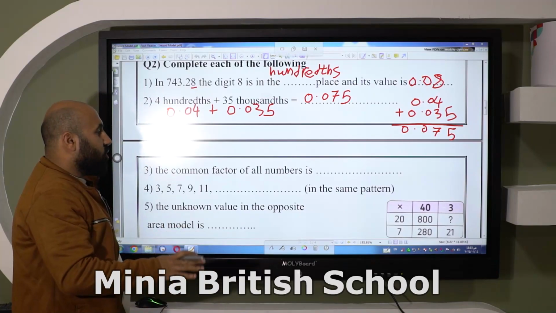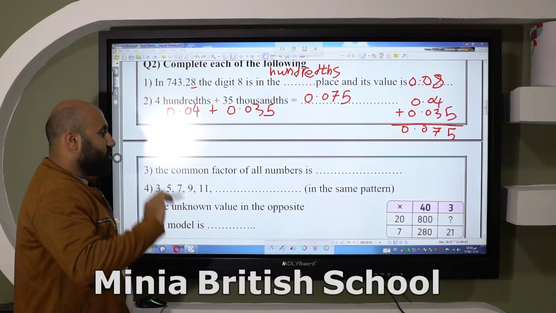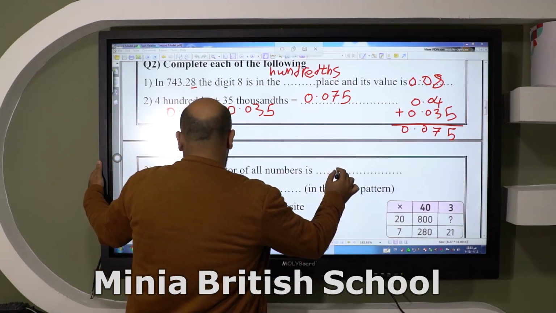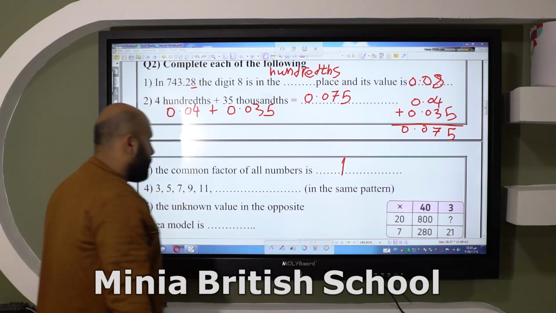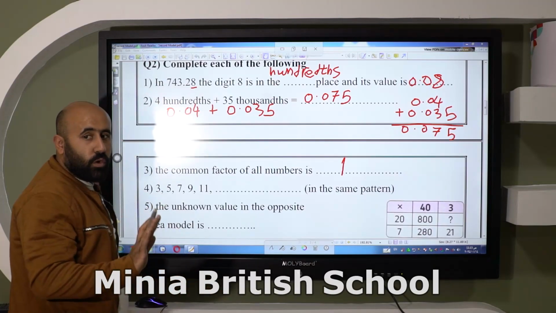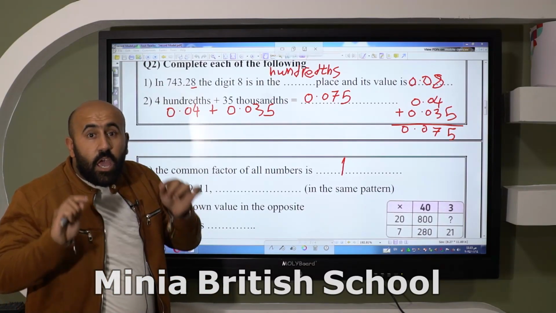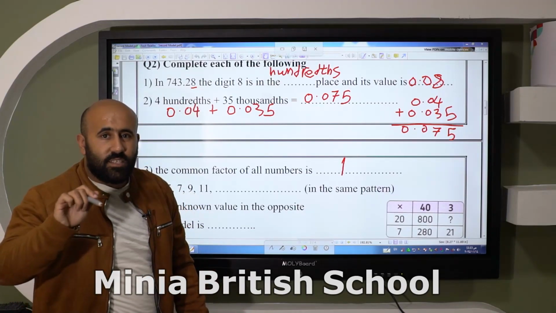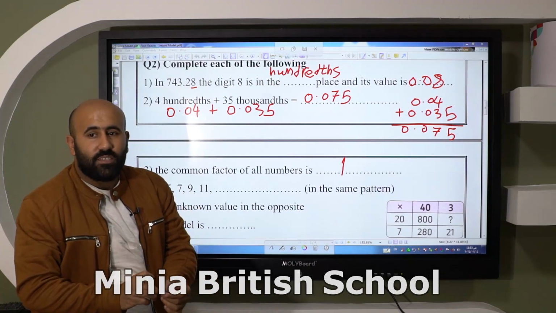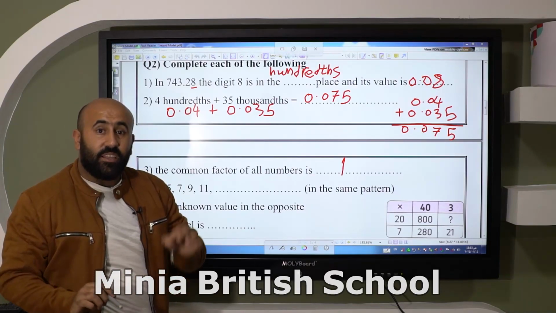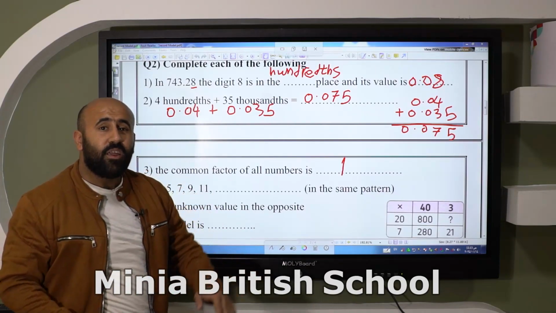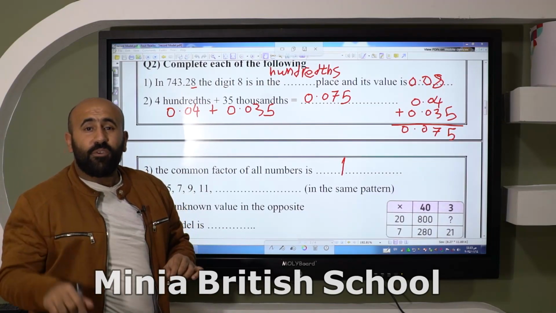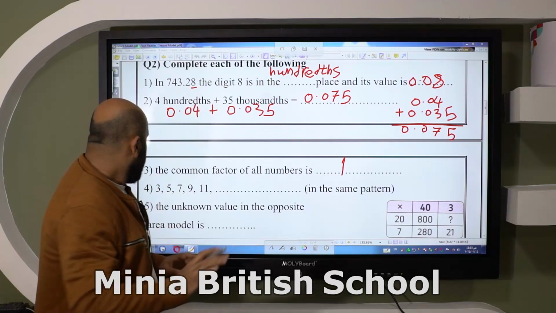The common factor of all numbers is 1. The common factor of all numbers is 1. But when he says the common multiple between all numbers, I will write 0. And please don't forget this notice. When he says the common factor of all numbers, I will write 1. The common multiple of all numbers, I will write 0. Okay?